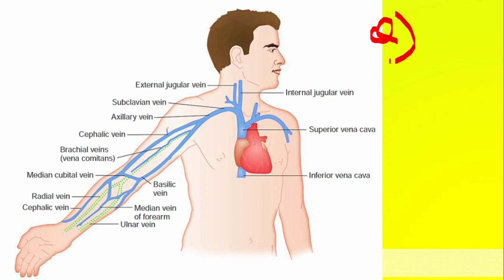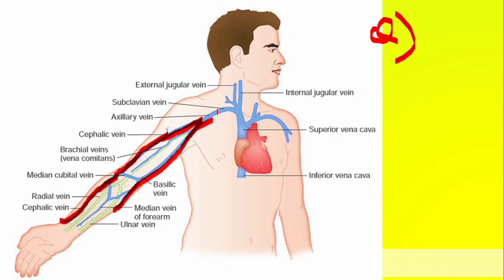What are all the sites where the AV fistula can be made? To know this, you should know the vessel anatomy of the upper limb. Just look at this important vein, the cephalic vein. It runs on the lateral side of the forearm and the lateral side of the arm, and joins the basilic vein to form the axillary vein. Another important vein is the basilic vein, which is on the medial side of the hand. These are the two important veins.